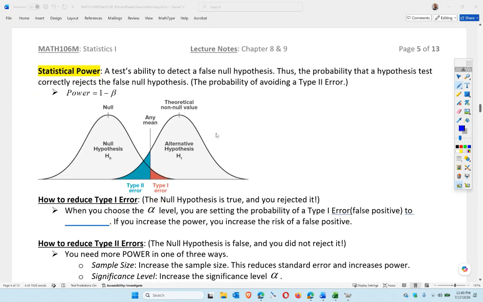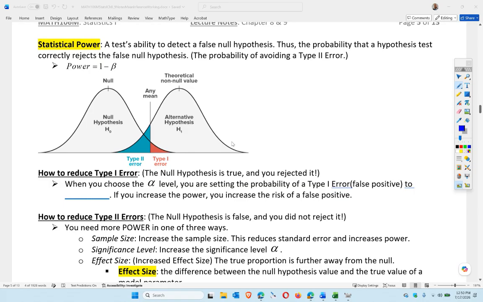Statistical power. If you see a lot of the books, they just say power, which is confusing because power is something different than statistical power. Obviously, when you work with physics, you deal with power, which is not the same thing. So we're not talking about the power, we're talking about statistical power.